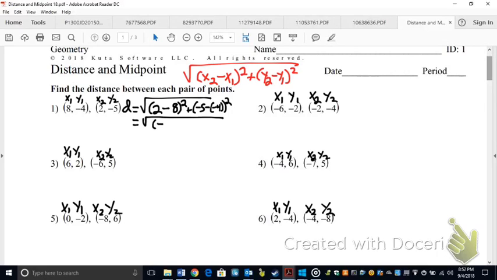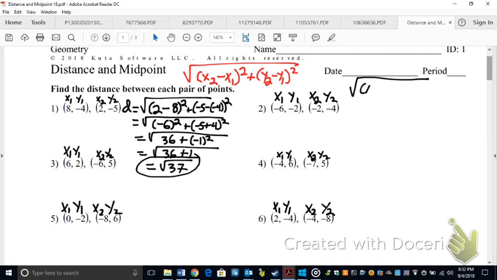That gives us negative 6 squared plus negative 5 plus 4 squared. Negative 6 squared is 36, plus negative 1 squared is 1. So the answer to number 1 is the square root of 37, and that's it. There's nothing more to do. You don't need to put that into a calculator and round it or anything. Square root of 37 is perfectly fine.